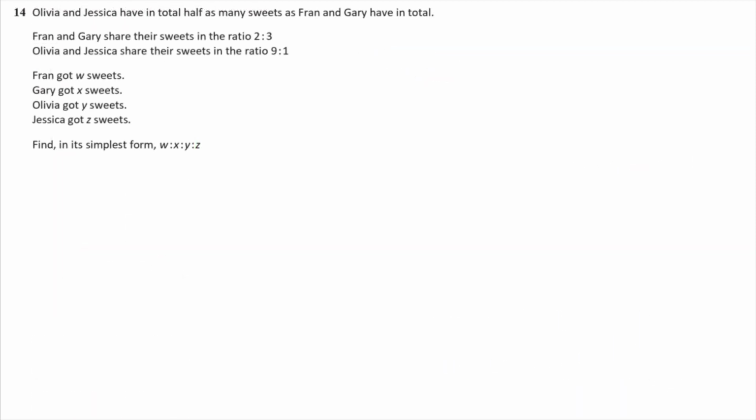Question 14. Olivia and Jessica have in total half as many sweets as Fran and Gary have in total. Fran and Gary share their sweets in a ratio of 2 to 3. Olivia and Jessica share their sweets in a ratio of 9 to 1. Fran got W sweets, Gary got X sweets, Olivia got Y sweets, Jessica got Z sweets. Find the simplest form of W to X to Y to Z.